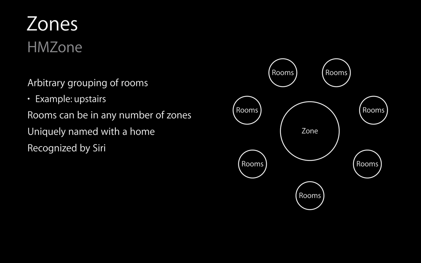There are some other ways that users, all of us, I guess, refer to things in our home. So groupings of rooms, like upstairs or downstairs, or maybe the bedrooms. So rooms can be collected into zones. It's represented in HMZone and is an arbitrary grouping of rooms. And this is just an association. It's not an ownership relationship. So a room can be in any number of zones. Zones also are uniquely named, and zones are recognized by Siri.